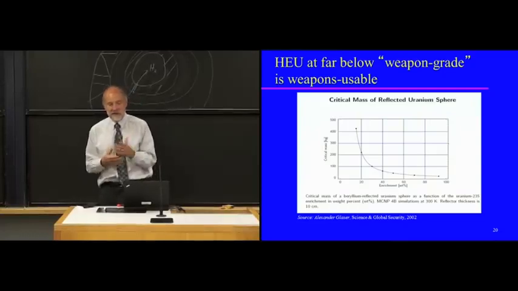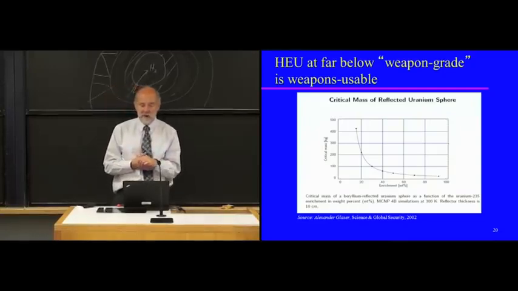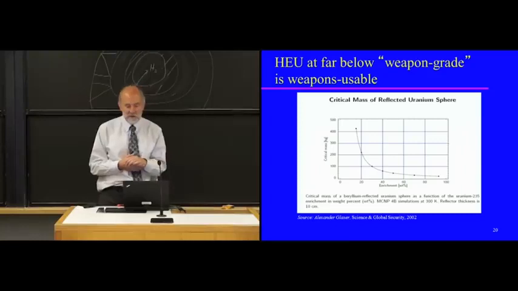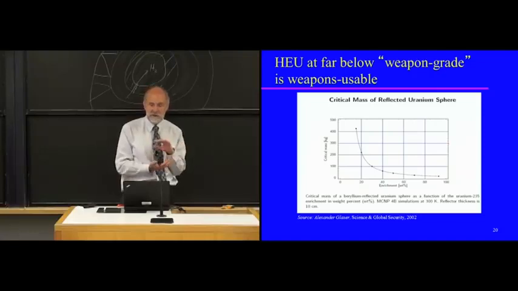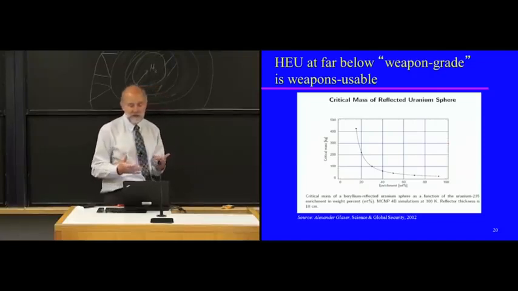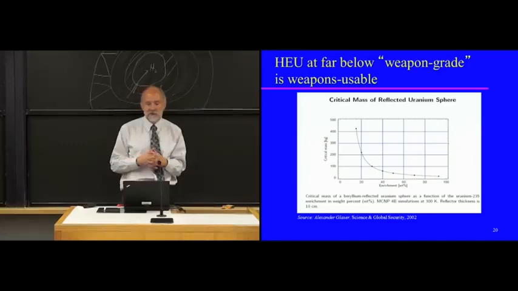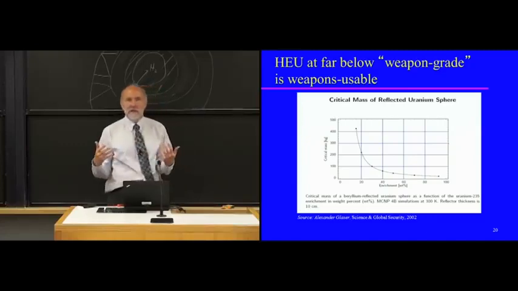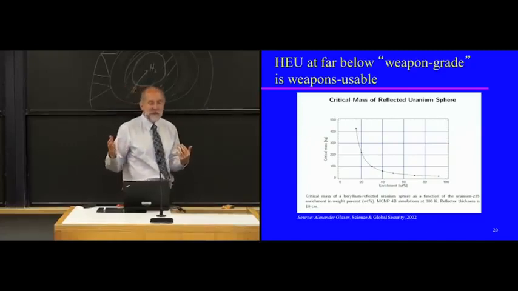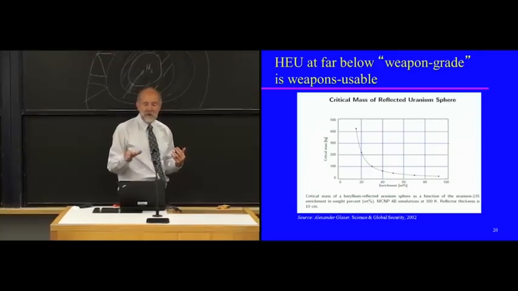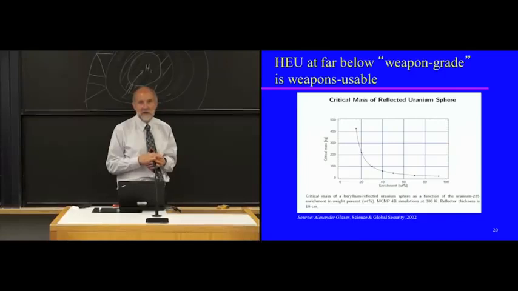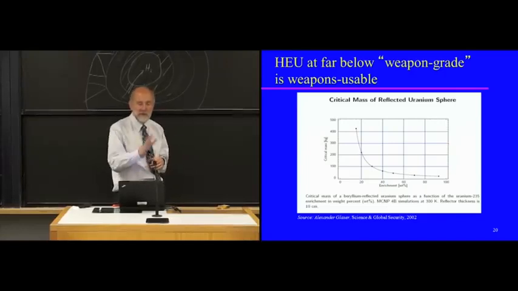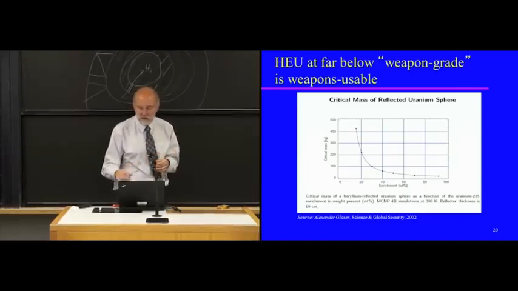This is, again, going back to the point that highly enriched uranium well below weapon grade is weapons usable. This is how much material you need if you do have a neutron reflector around a sphere as a function of what percentage of uranium-235 it is. And what I want you to see is that the graph is pretty flat for a long time until you get down to sort of 50, 60% uranium-235, and that's when it really starts going up.